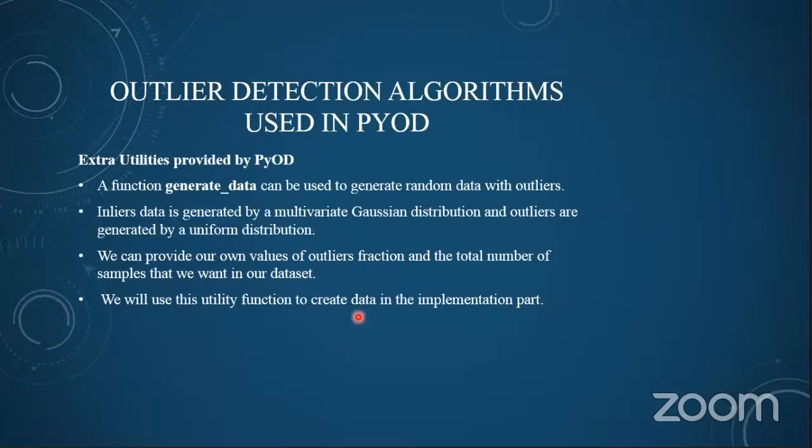As an extra utility, PyOD can be used to generate some random data with outliers. The inlier data can be generated by a multivariate Gaussian distribution, and outliers can be generated from a uniform distribution. We also have the chance to provide our own values for the outlier fraction and the total number of samples. Then it can be used to create the data for the implementation of the machine learning model. Okay.